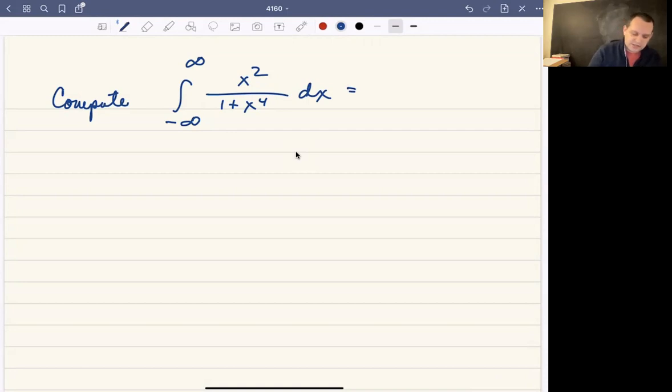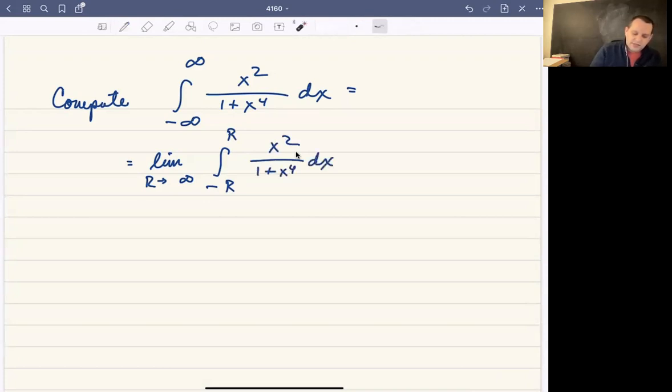Or you can just think about this as the symmetric integrals: the limit as R goes to infinity of the integral from negative R to R of x squared over 1 plus x to the fourth dx. Okay, what I just said is not trivial, even if it looks trivial. Of course, if R goes to infinity, then this integral should be equal to that one.